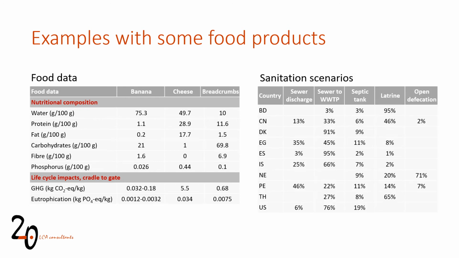And this table summarizes the sanitation scenario for each of the 10 countries we are assessing, and you can see there's a wide variation in terms of what is done with human excreta. For example, in Bangladesh you can see that it's mostly the use of latrines, whereas in Niger it's mainly open defecation, while in developed countries most of the wastewater is treated in treatment plants.